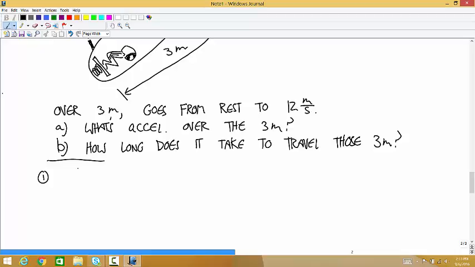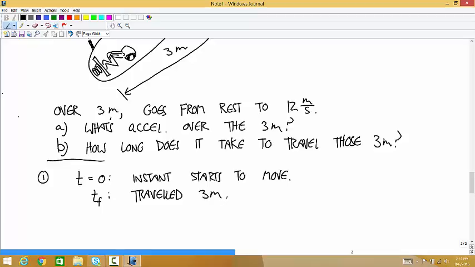What's the instant when time is equal to 0? Yeah, so right at the instant that he starts to move. And what do we want to choose as our instant time final? So we want a time final to happen when he's traveled 3 meters. We want it to be at that instant right when he's made it to 3 meters. And now we can choose the 2 position ones.